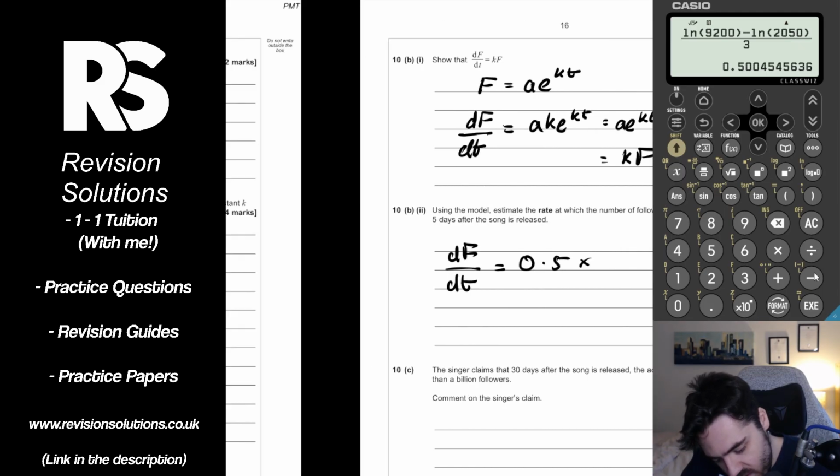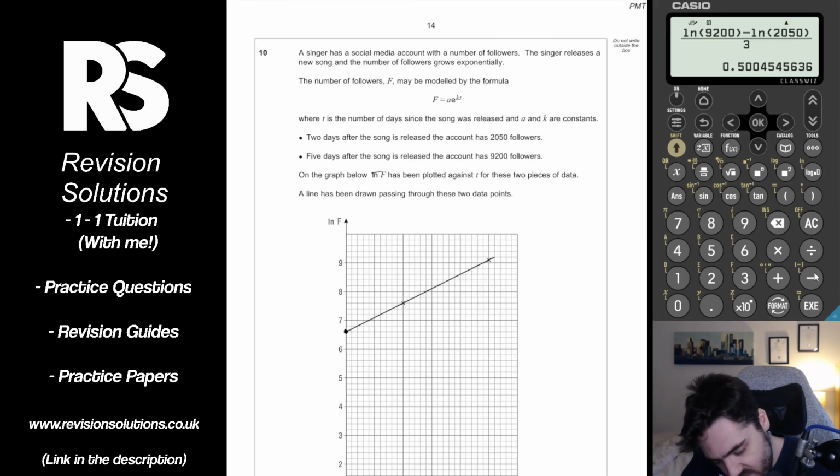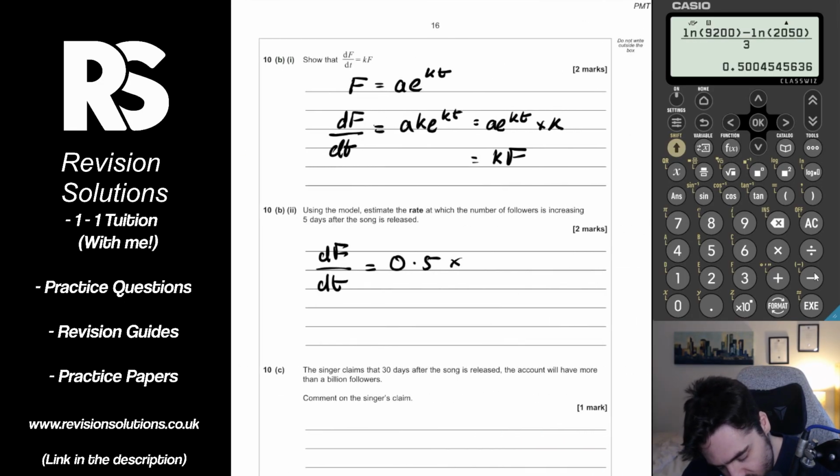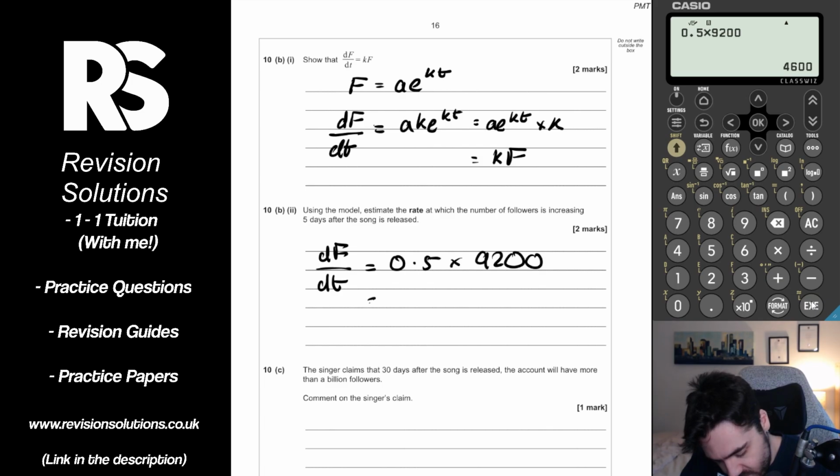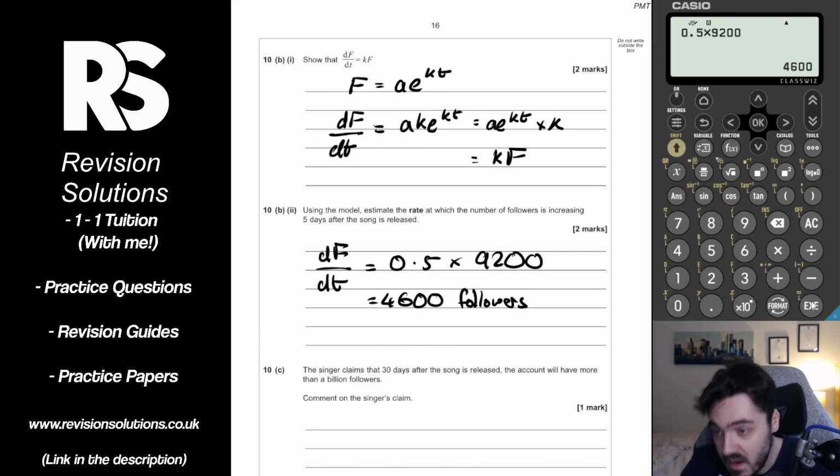So after 5 days, it was 9,200. So 0.5 times the 9,200 is 4,600. And then let's give some units. So that's in followers was what f was measured in. And then t was measured in time, is time for days. So followers per day after 5 days.